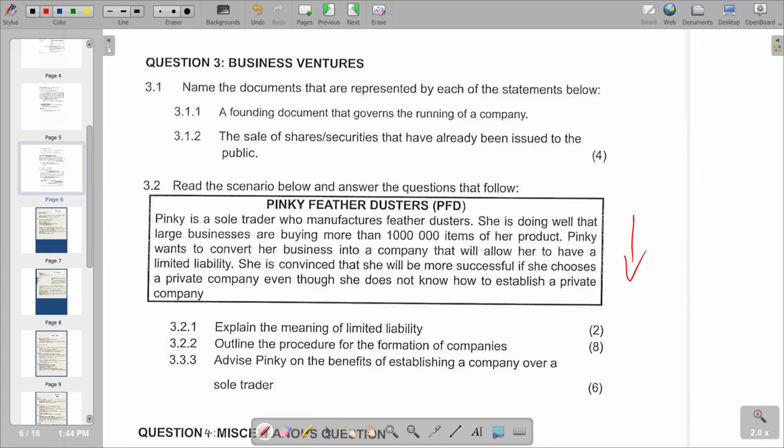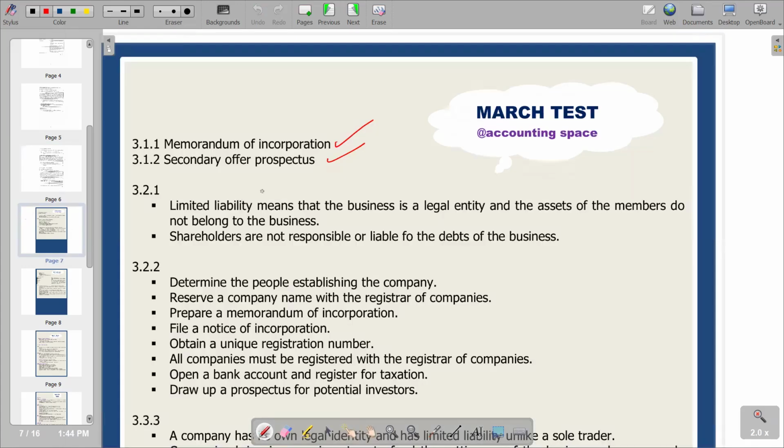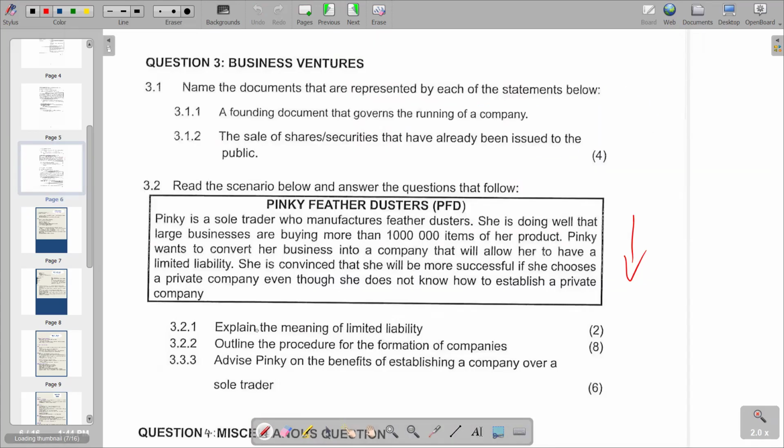So we have a brief description according to our answer section, whereby it reads, limited liability means that the business is a legal entity and the assets of the members do not belong to the business. So this is the first point that we have. Then the second point, shareholders are not responsible or liable for the debts of the business. So very important.